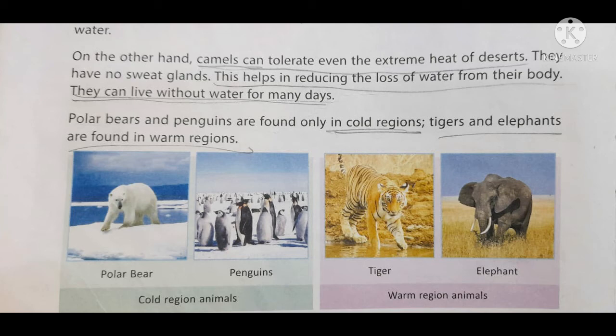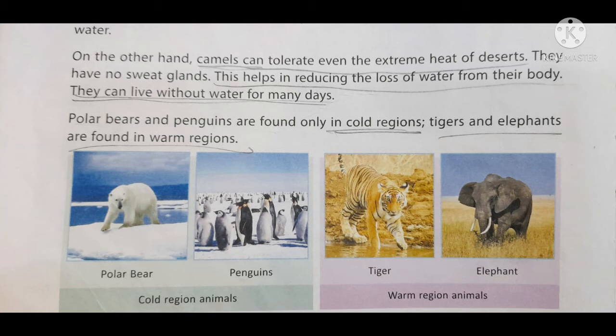So camels live in deserts in extreme heat and they are called the ships of the deserts. And polar bears and penguins are found in cold regions, but tigers and elephants are found in warm regions. You can see the pictures on the screen. Tiger and elephant are warm region animals, and polar bear and penguins are cold region animals.